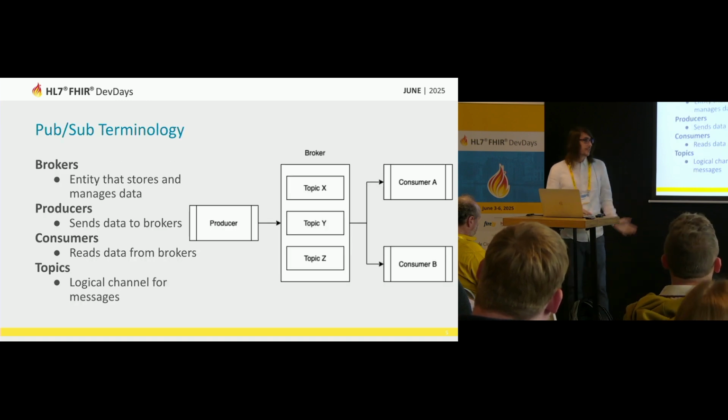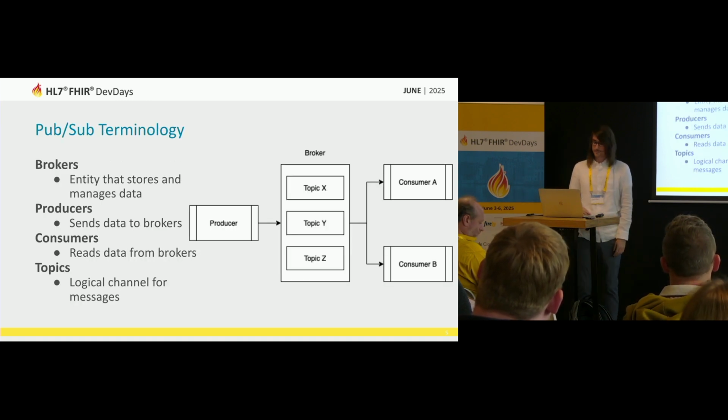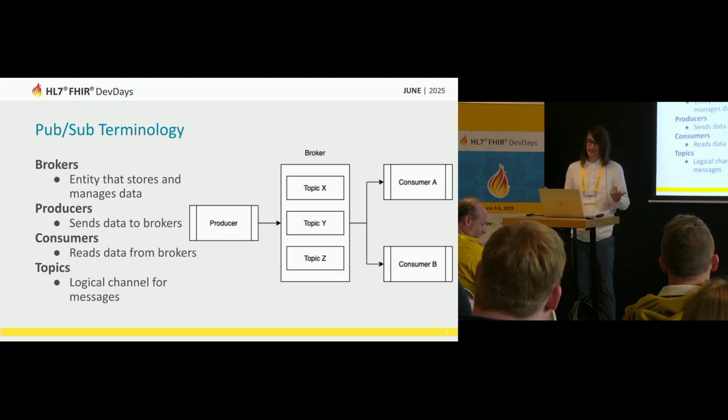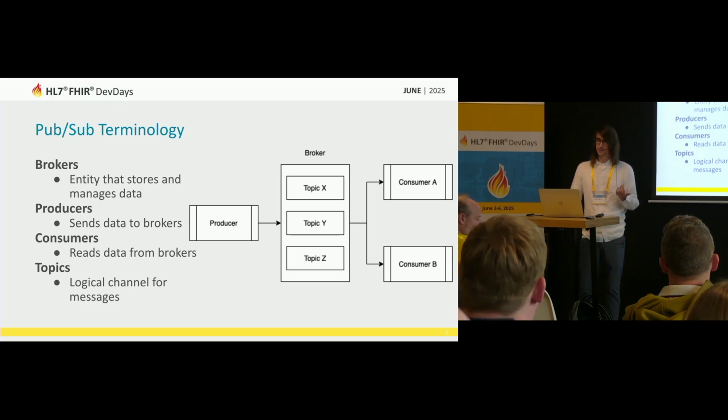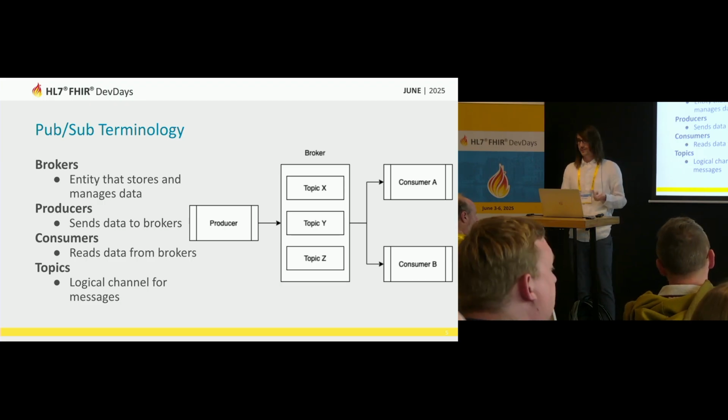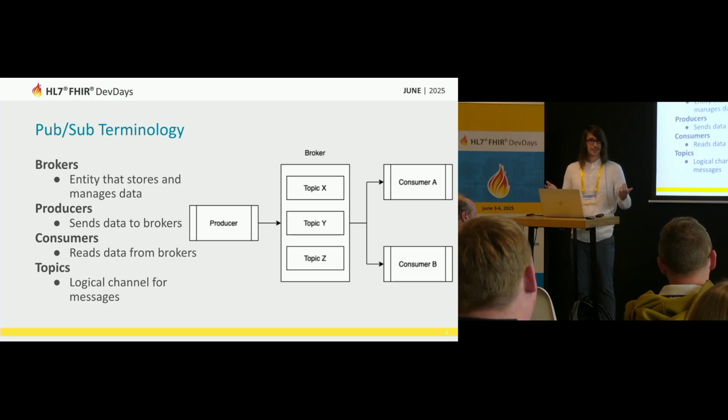So quickly, let's go through some pub/sub terminology. There are some big entities in here: brokers, producers, consumers, and topics. A broker is just an entity that stores and manages data. Producers and consumers produce and consume that data. Kind of makes sense.